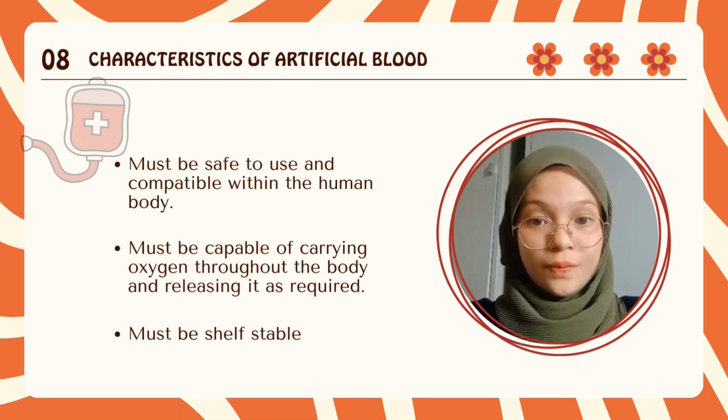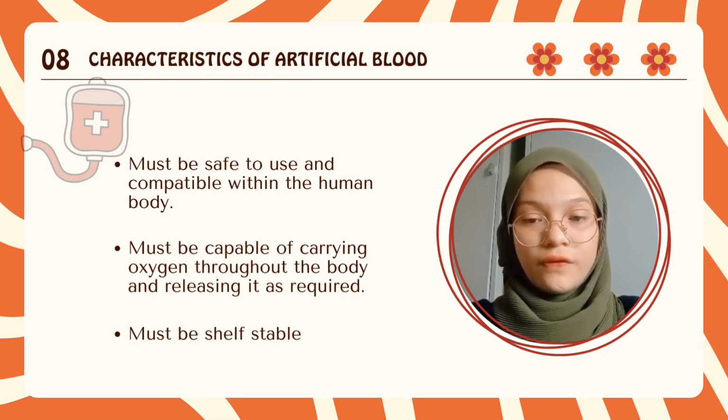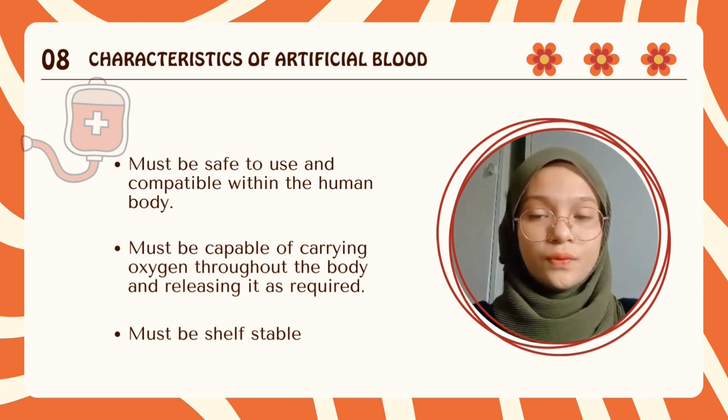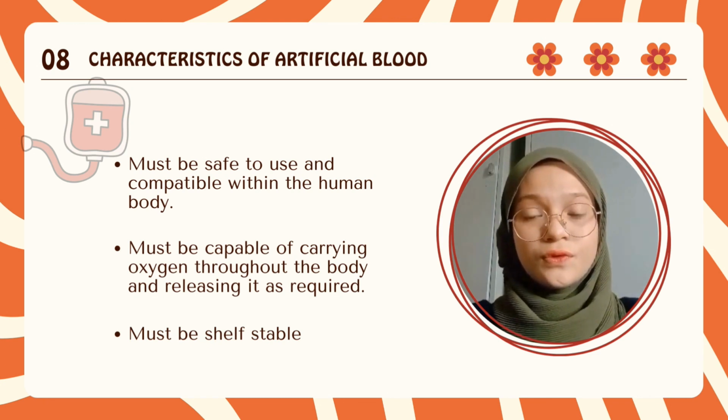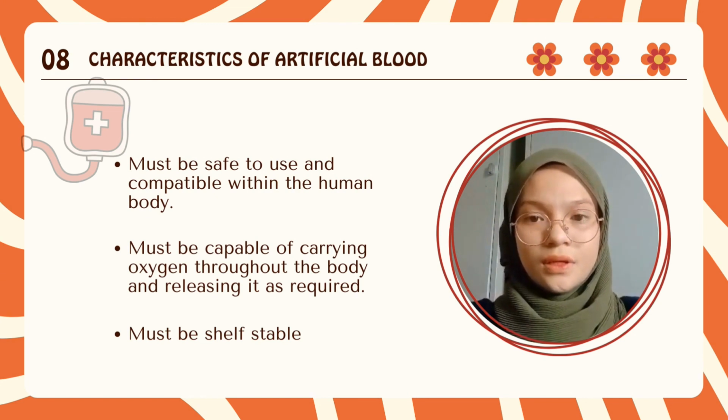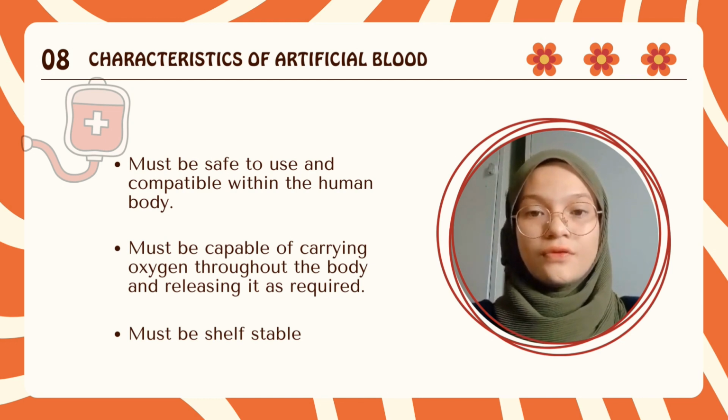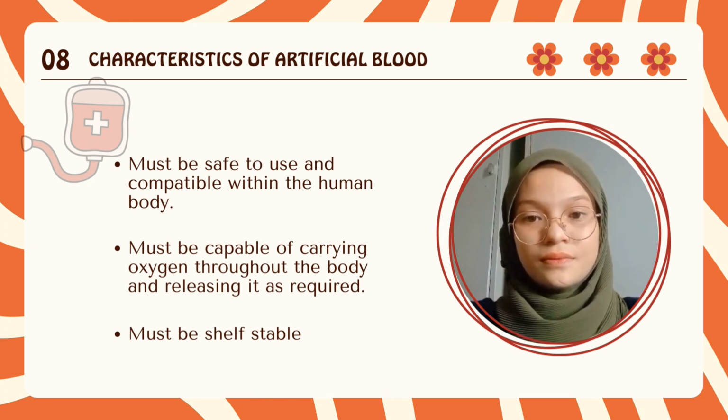Furthermore, I will explain the characteristics of artificial blood. The first one: it must be safe to use and compatible with the human body. Why? This implies that when artificial blood is utilized, blood types shouldn't matter. It also implies that all pathogenic agents, including viruses and microbes, may be eliminated from artificial blood through processing.